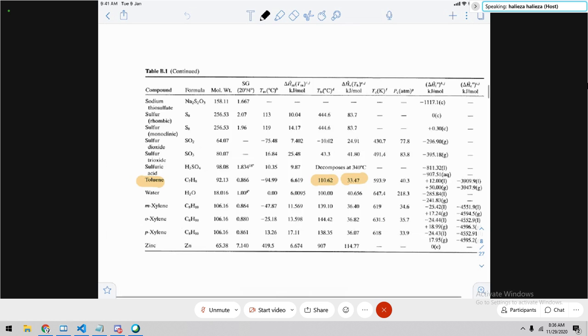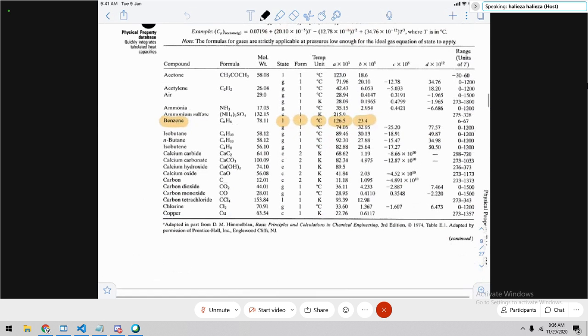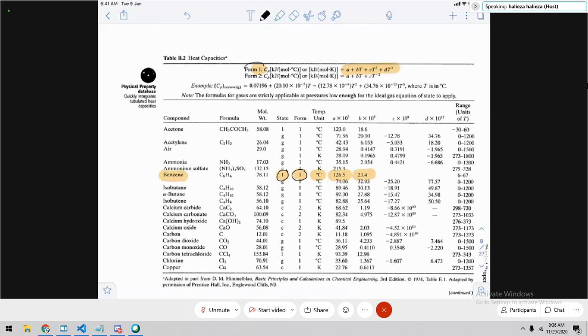Actually, it should be in appendix B2. So there I have highlighted it from previous example. Yeah, we know that it's going to be liquid. It's going to be in the first form, that form. That is your equation A plus BT plus CT square plus DT to the power of 3. The unit should be in degrees C. And this is your A times 10 to the power of 3. This is your B times 10 to the power of 3.